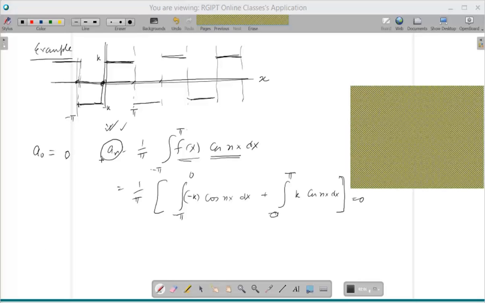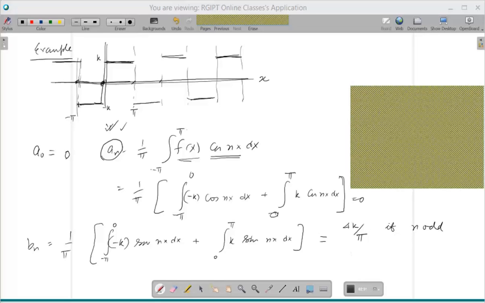That means the cosine part is absent in my series, and b_n turns out to be simply 1 by pi times the integral of minus k sine nx dx from minus pi to 0 plus k sine nx dx from 0 to pi. And that turns out to be 4k by n pi if n is odd and 0 if n is even.